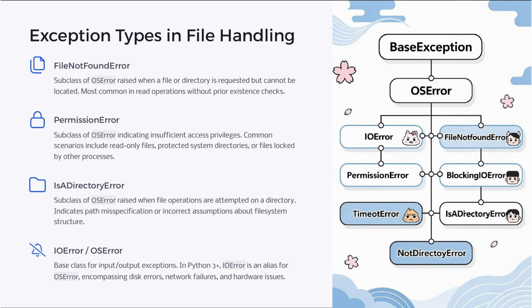File handling in Python can trigger specific exceptions. FileNotFoundError occurs when a file is missing, often during read operations. PermissionError arises from insufficient access rights, such as read-only files. IsADirectoryError indicates a directory was mistakenly treated as a file. IOError, now an alias for OSError, covers broader input-output issues like disk or network failures.